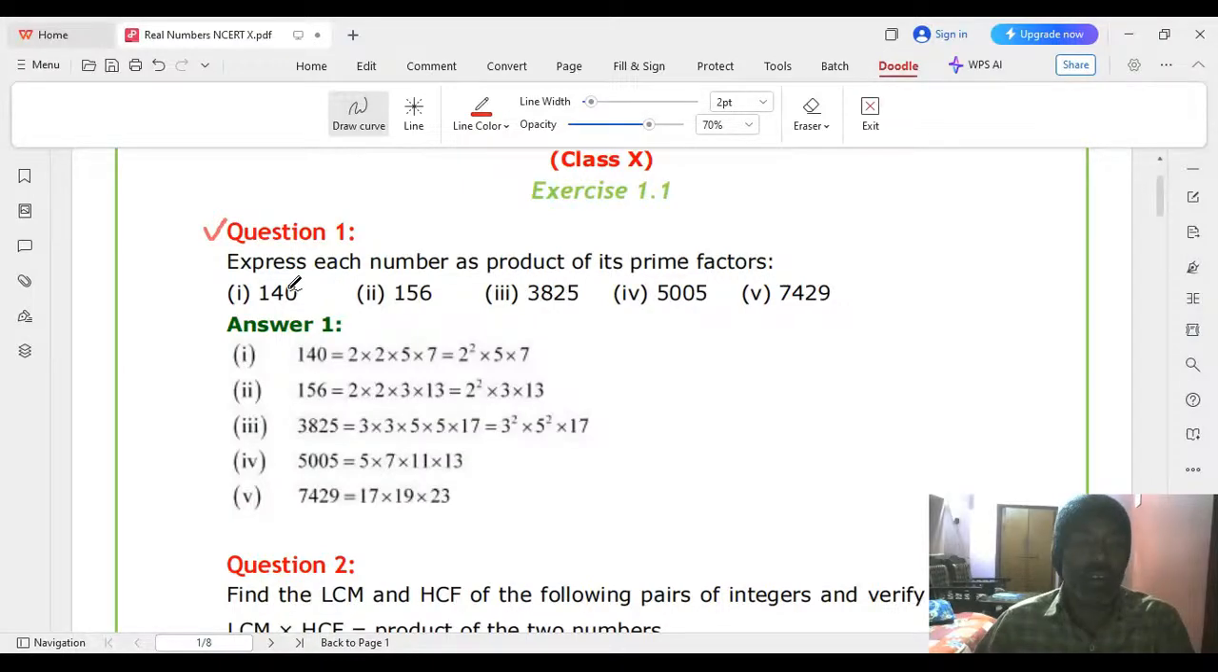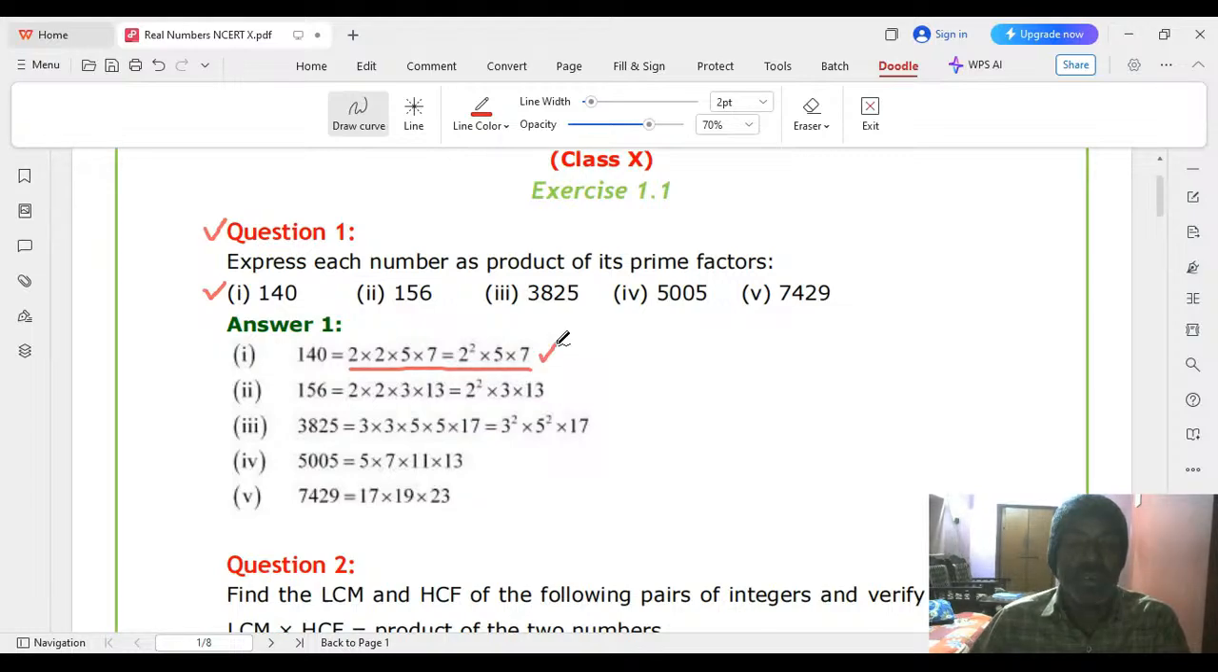So this is 140, and let's see the prime factorization of 140. If we have a proper idea about prime numbers, then we have no problem solving this question. We know that prime numbers are greater than 1 and divisible by 1 and itself only. So the prime factorization of 140 is 2 into 2 into 5 into 7. 2 repeats 2 times, therefore 2 to the power 2. 5 is repeated 1 time, therefore this is 5 into 7.